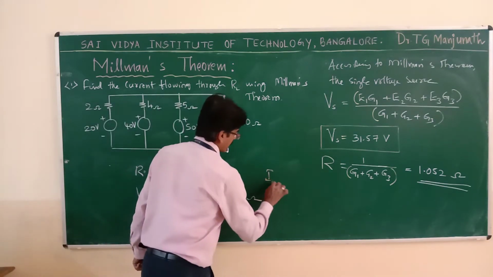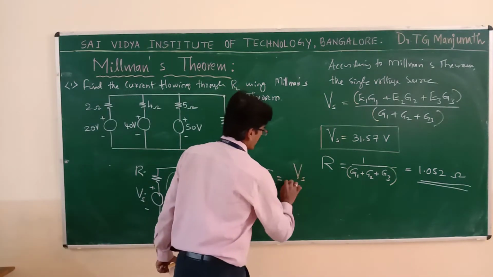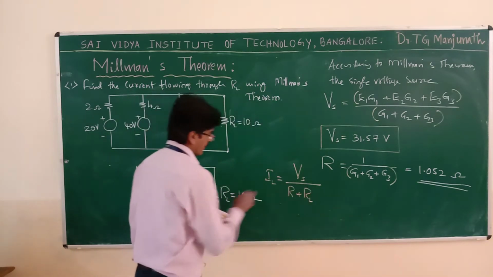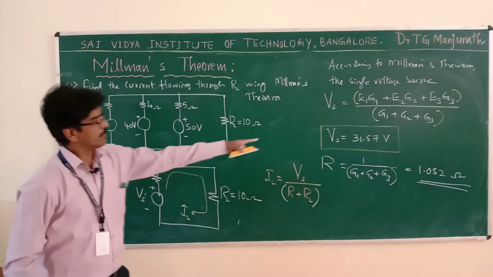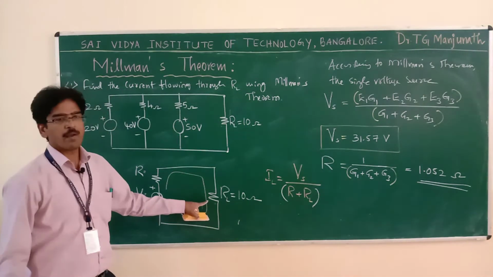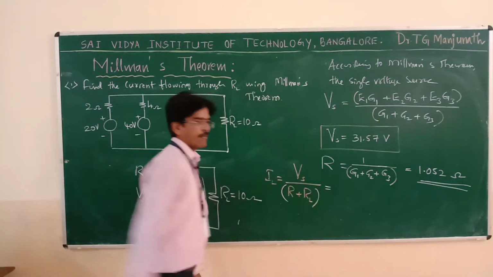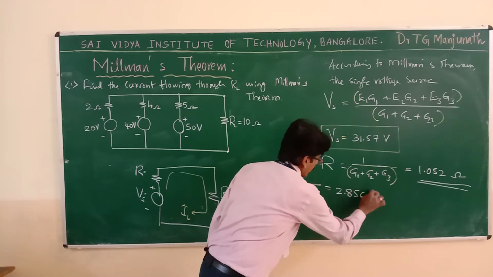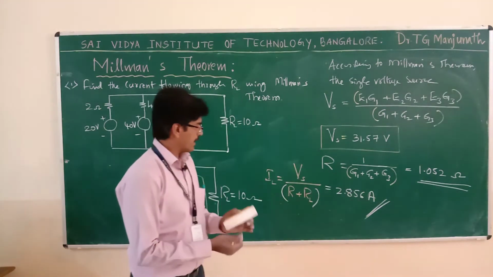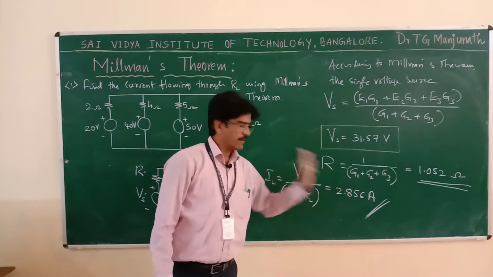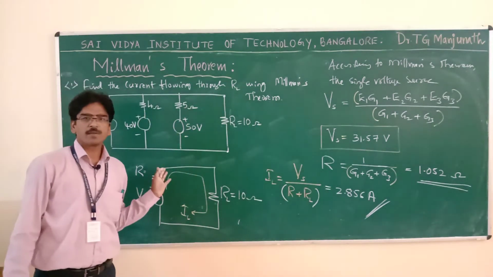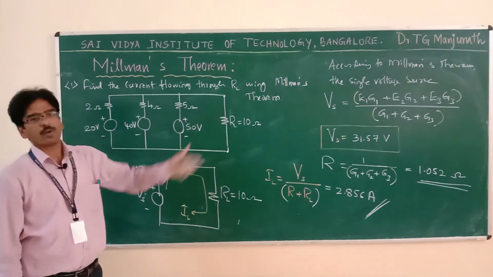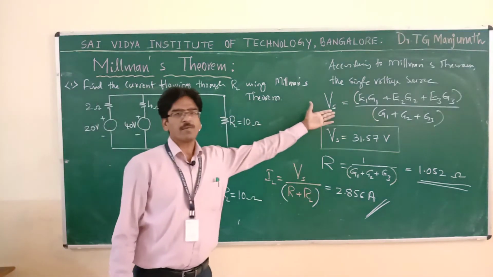So load current is equal to what? Vs divided by R plus RL. Okay. Vs you know, R value you know, RL value you know. Substitute here, you will get the value of load current. So if you calculate the value of load current, you will get 2.856 amps. So such a simple problem it is on Millman's theorem. So let us work out one more problem. It is very simple, just you have to make use of the formula.